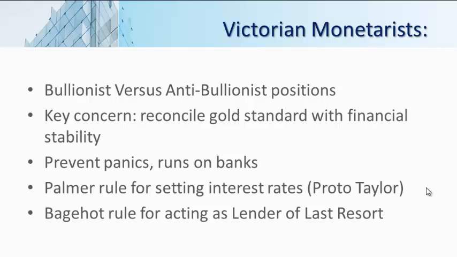At that time also there were many theorists, Victorian era monetarists, and there were many philosophies about how the central bank should function. One important debate was bullionist versus anti-bullionist. The bullionists said that money should be backed by gold, and anybody who demands gold for his money should be given gold.